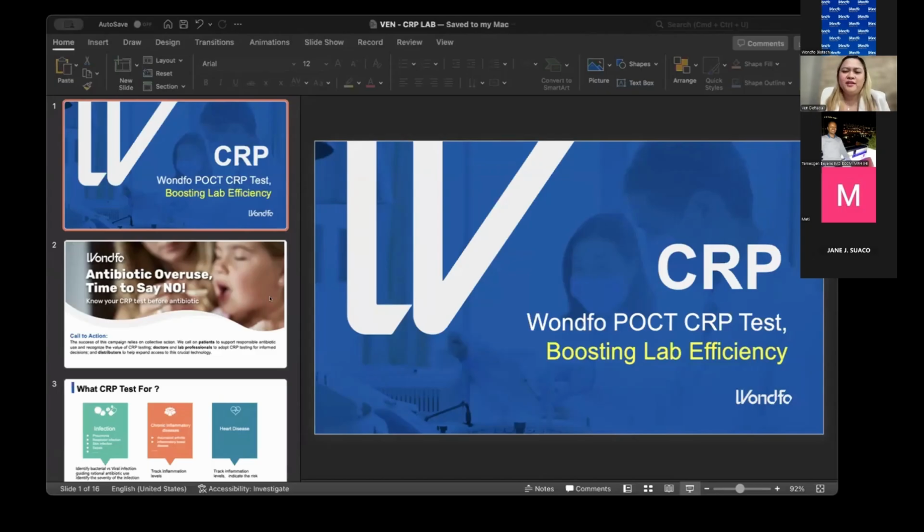Hello, everyone. So I'm Ven. I'm the marketing and product manager of OneFu Philippines. I'm a medical technologist by profession, and I'm also a drug test analyst. So I am thrilled to introduce to you an exciting advancement in inflammation testing, that is the OneFu Finecare CRP test. This innovative point-of-care testing is designed to boost lab efficiency, reduce diagnostic delays, and support healthcare professionals in making fast, evidence-based decisions.